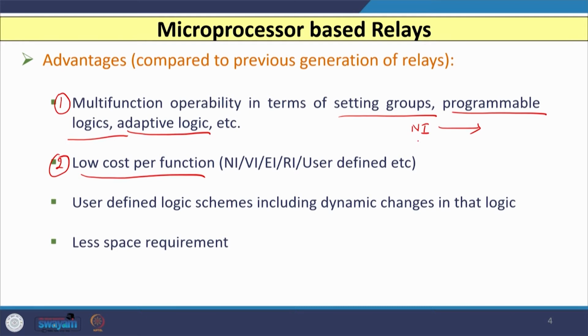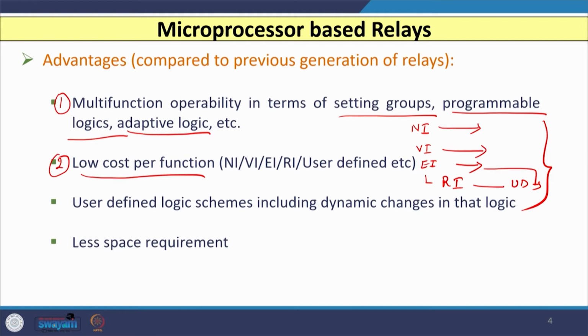Now, if the requirement is such that after some time we need, let us say, very inverse characteristic instead of normal inverse characteristic, or we need extremely inverse characteristic, or let us say some rarely inverse or some user defined characteristic, then if we have electromechanical relay, we have to purchase a new relay from the market or from the manufacturer each time for each characteristic.